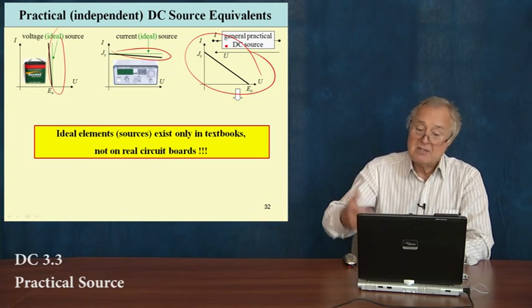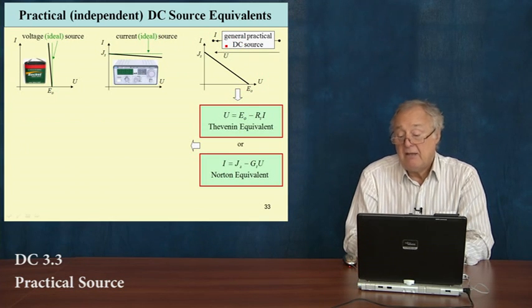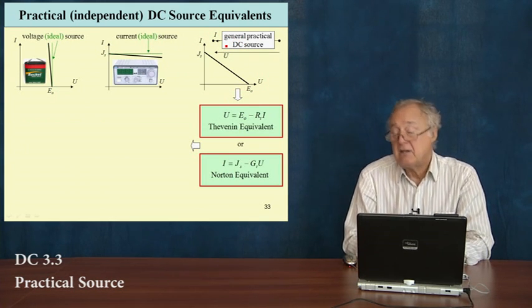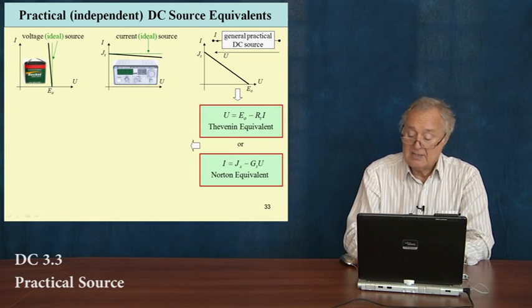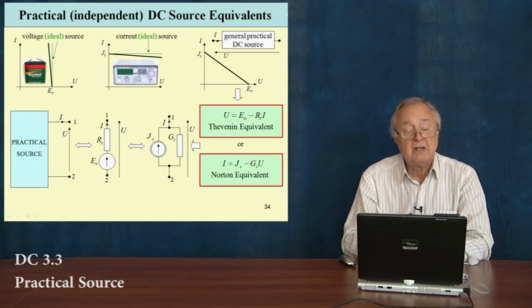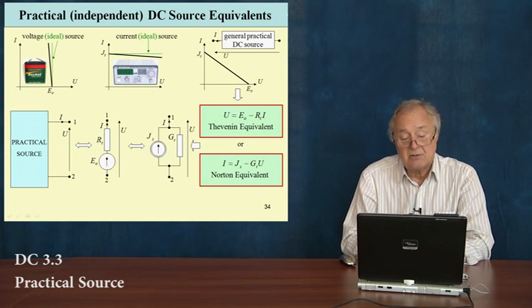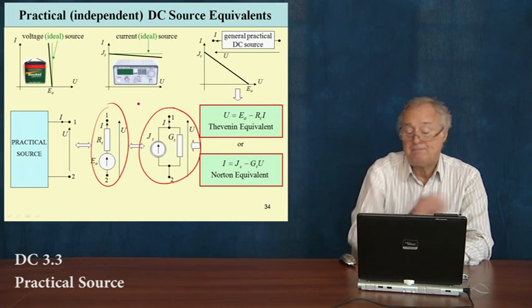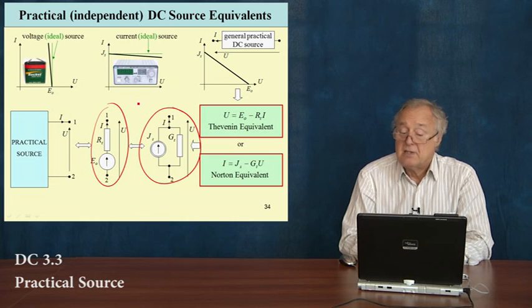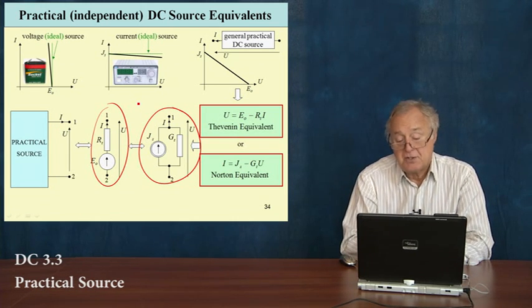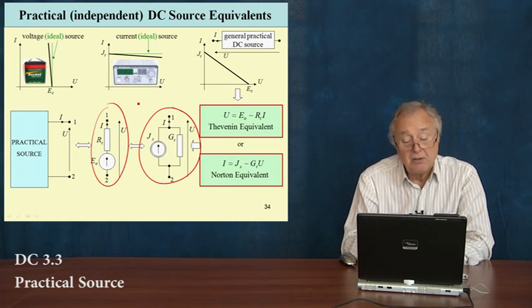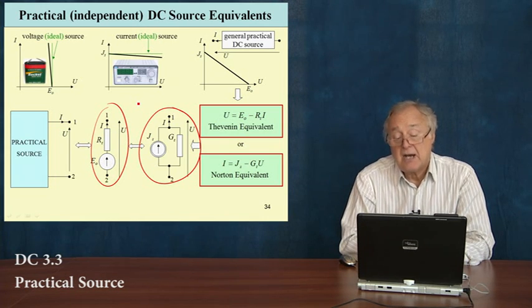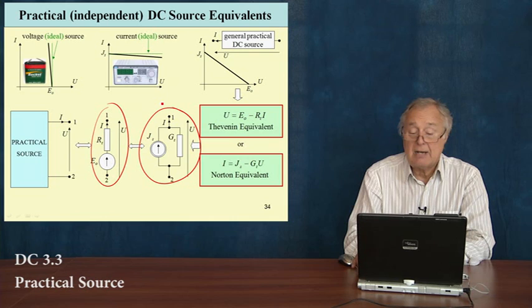Having this line, we may obviously write down the equations of this line, and from these equations we may obtain a Thevenin equivalent or Norton equivalent, as at the left side here on the slide. So let us conclude. Any practical source, it doesn't matter whether voltage source or current source, can be expressed by a Thevenin equivalent or Norton equivalent, which means it is a series connection of an open circuit voltage source and internal resistance R sub T, or it is a parallel connection of an ideal current source and conductance G sub T.